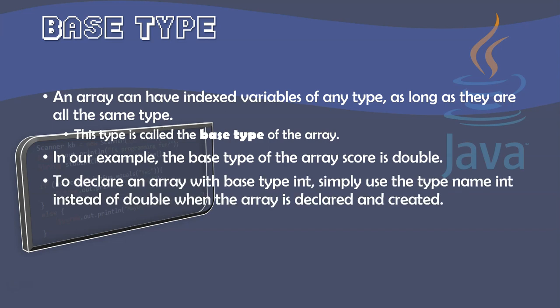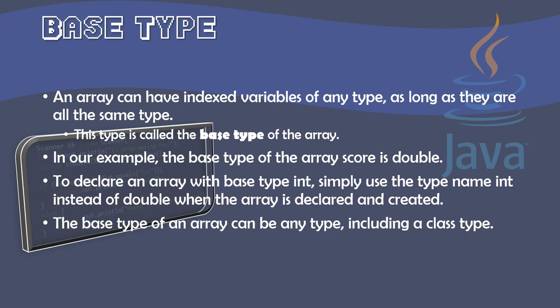To declare an array with base type int, all we would do is simply type the name int instead of double when the array is declared and then created. The base type of an array can be any type, including a class type. So you could have a string array, we could have a date class array, we could have a person array, a pet array. Whatever the name of your class is could be an array object.